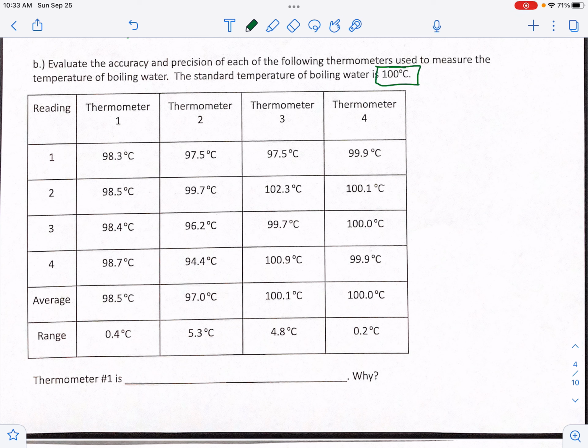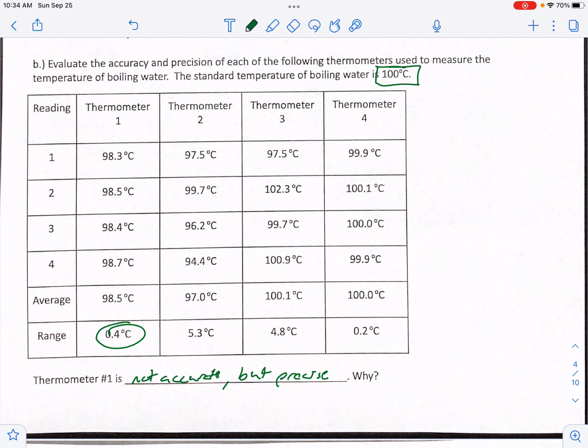My average is 98.5, which is not too close to my 100 degrees Celsius. Now, I know it can be considered close, but when you're talking about decimals, that is actually a decent amount away when you look at some of the other thermometers. So I would say that thermometer 1 is not accurate because it's just not close enough to that target value. But if I look at my range, that's how far the measurements are from each other. They're pretty close. So this is actually not accurate, but precise.